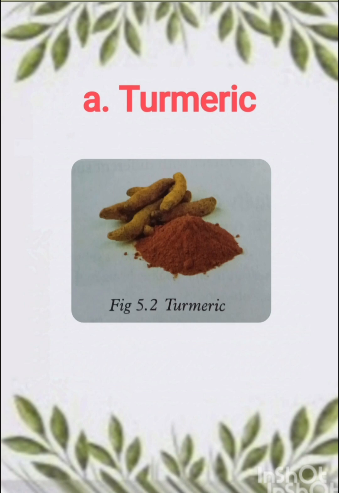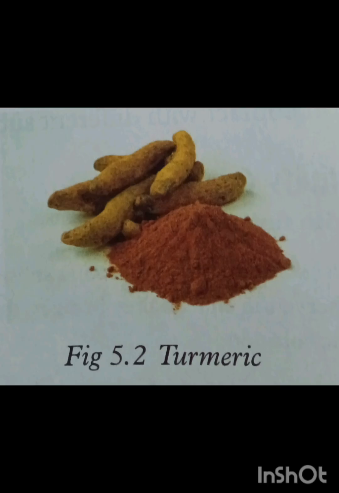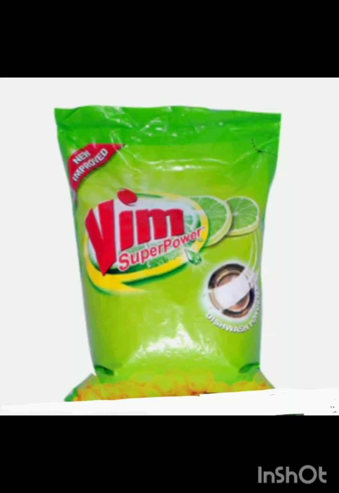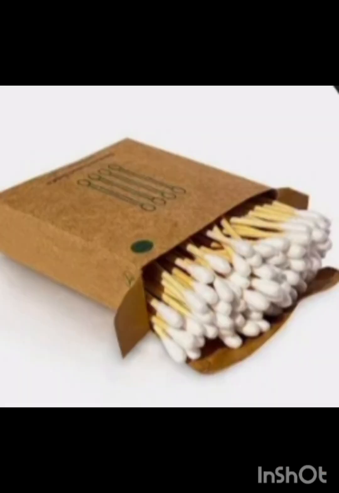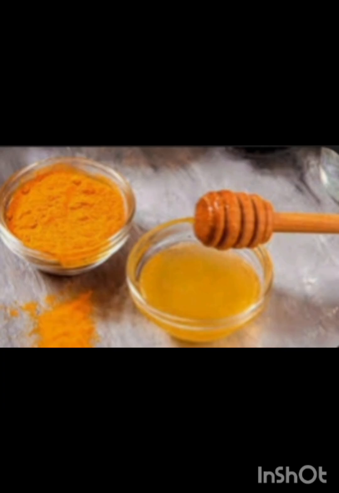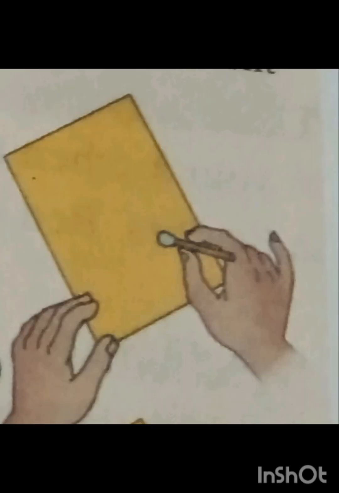For that, we will take turmeric powder, dishwashing powder, vinegar, water, a large bowl, two small bowls, tissue paper, and a cotton earbud. Okay? First of all, put some turmeric powder in the bowl. Add a little water to make a smooth paste. Smear the paste evenly over a tissue paper and let it dry completely.